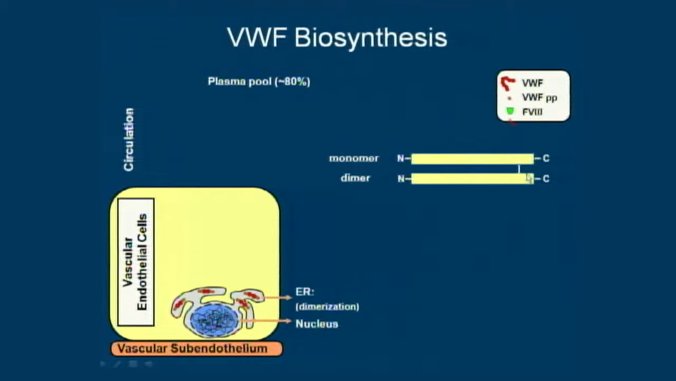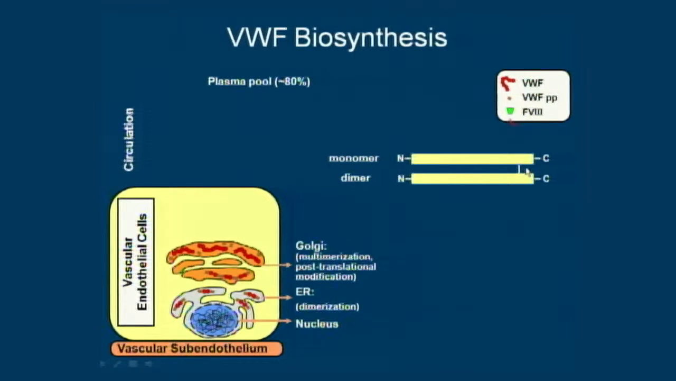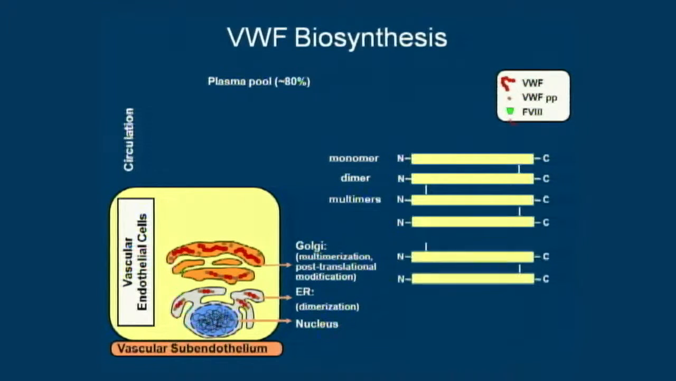So in the ER, two monomers bind together through a disulfide bond in the C-terminal end to form a dimer. And then in the Golgi, the VWF molecule undergoes extensive post-translational modifications, which include heavy glycosylation and also multimerization.